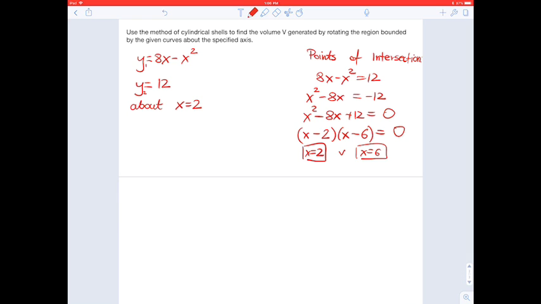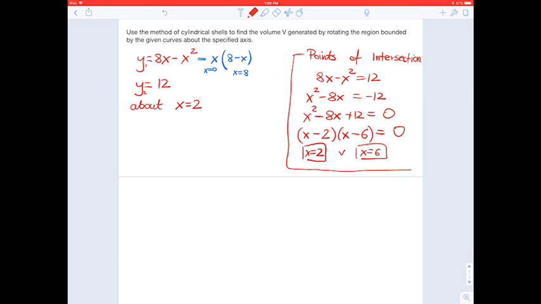Now, to draw the parabola, we also need the product form to see the zeros of the parabola. I can factor out x, and I will have 8 minus x. That means x equals 0 and x equals 8. Those are the zeros of the parabola. That's different from the points of intersection.